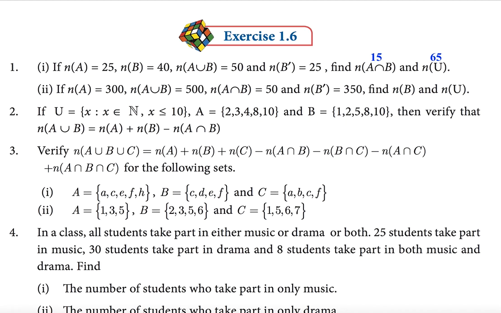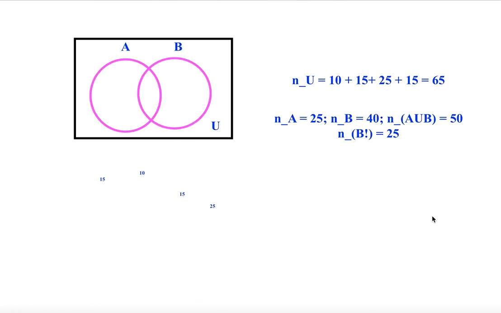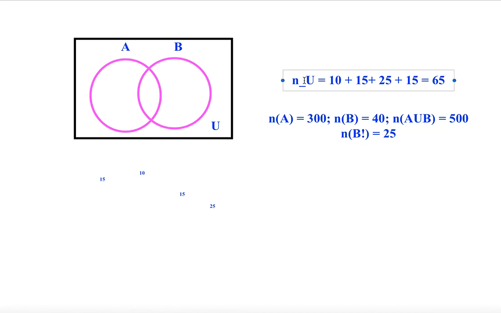N of A is 300. N of A and B is 500. N of A is 300. N of A is here, right? 300. Okay, let me write it as N of A only. Why to confuse you? N of A, right? N of B. N of A and B is 500. Okay. I changed everything here. This is 500.